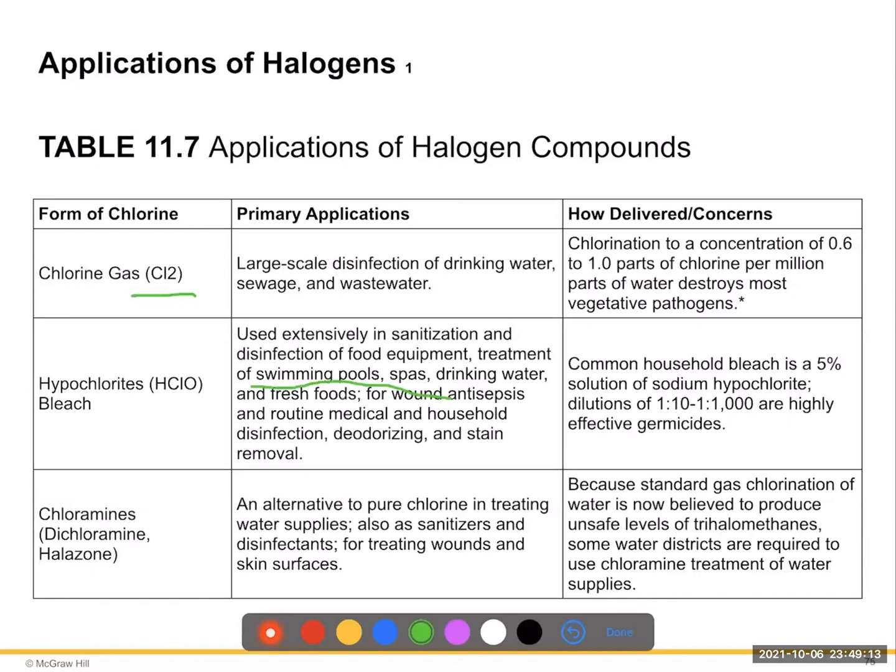Chloramines are similar to chlorine in treating water supplies, but are also used as sanitizers and disinfectants, and for treating wounds and skin surfaces.